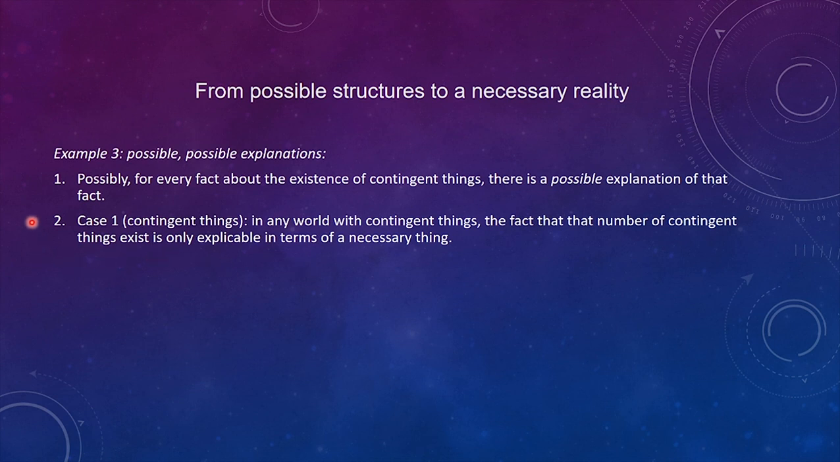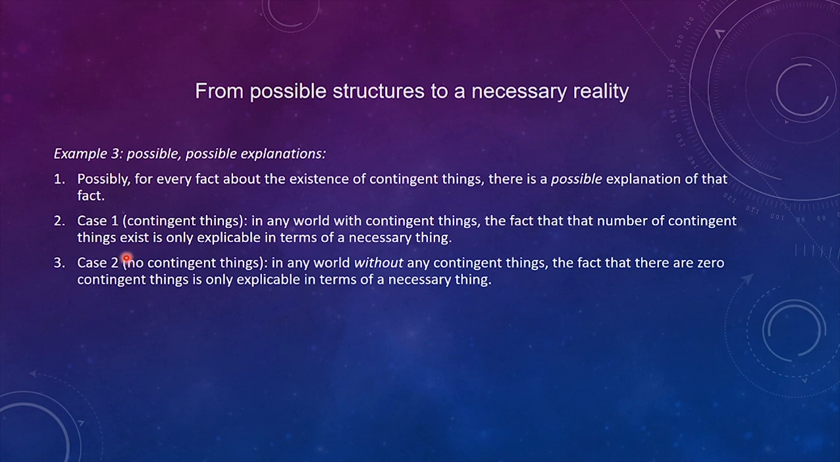Now let me just be clear about what I'm trying to do here. This first premise is a possibility premise. We can think of this in terms of possible worlds. In some possible world, for every fact about the existence of contingent things, there's a possible explanation of that fact. Well, we can divide all possible worlds into two types. Either the possible world has some contingent things, or it doesn't have any contingent things. If it has some contingent things, then the idea is that there's only possibly an explanation of the fact that it has that number of contingent things if there's possibly a necessary thing.